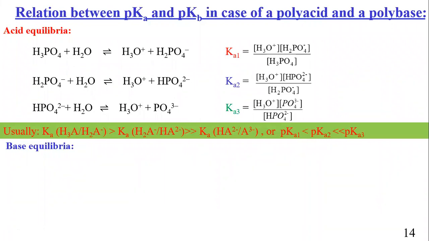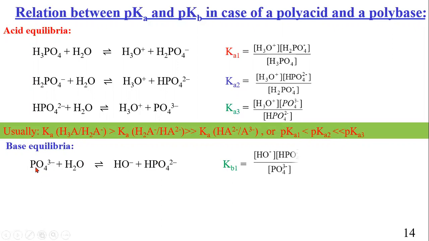Let's look at the base now. For the same type, if I now start off in solution with PO4 3 minus, of course, what will PO4 3 minus do in water? It's not going to act as an acid, absolutely not. It has no protons. What will it do? It will react as a base, picking up a proton from water, and the water becomes OH minus, and it becomes HPO4 2 minus.